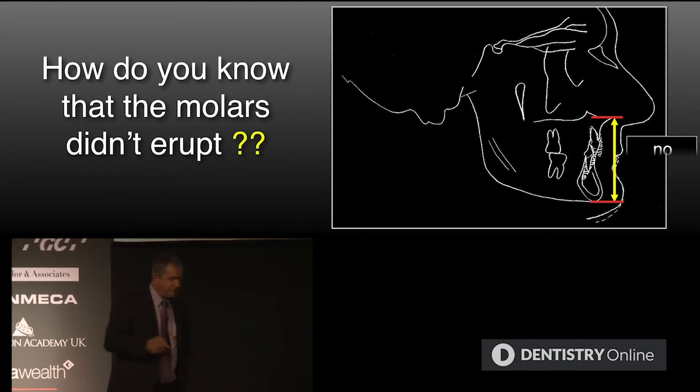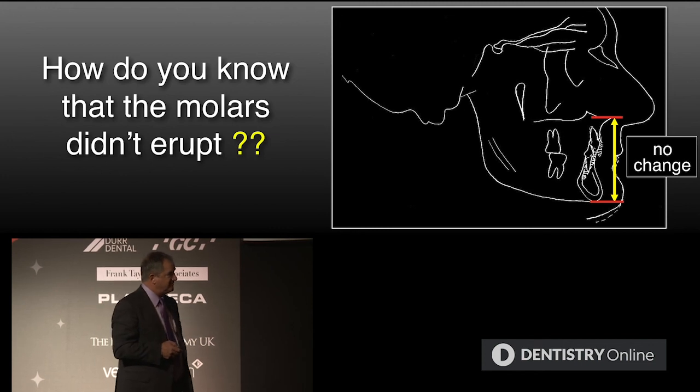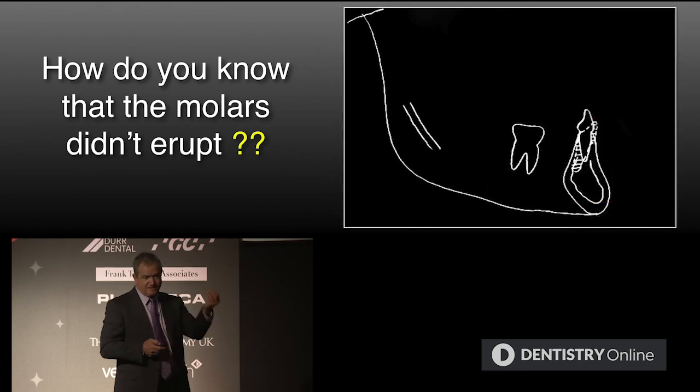This is pre and post Ceph on top of each other. You'll notice the distance from Nasion to Menton is the same. His vertical dimension didn't change. What happened is his lower incisors went down 5 millimeters.